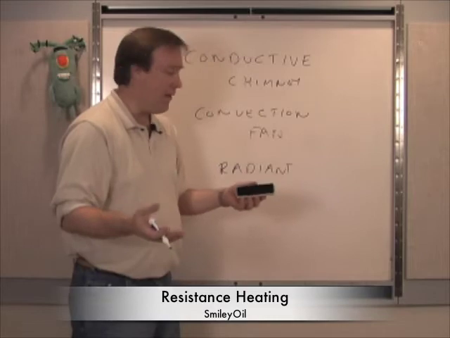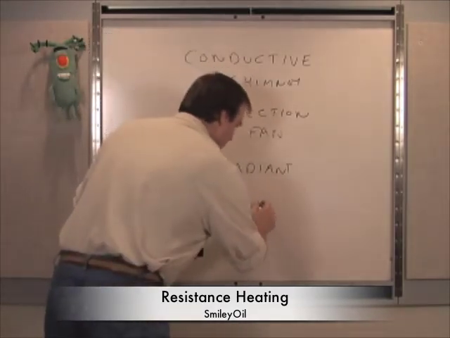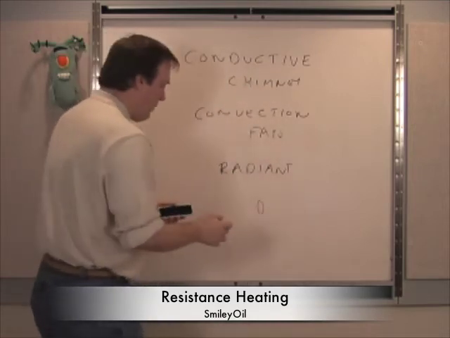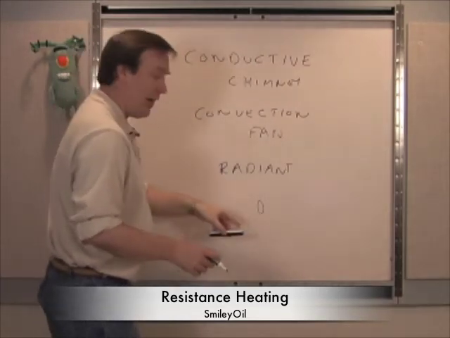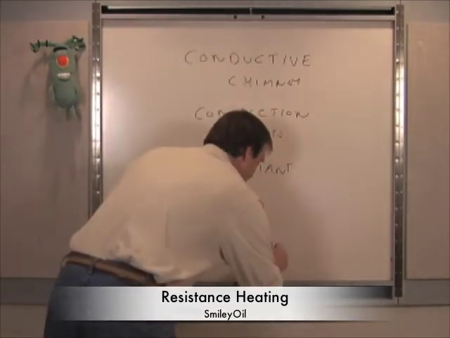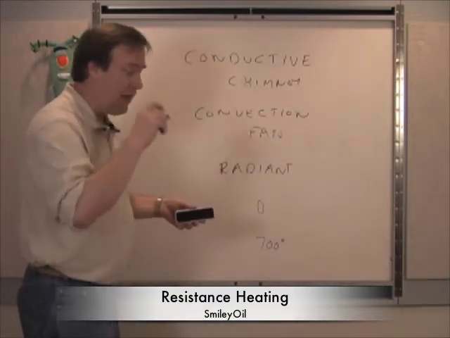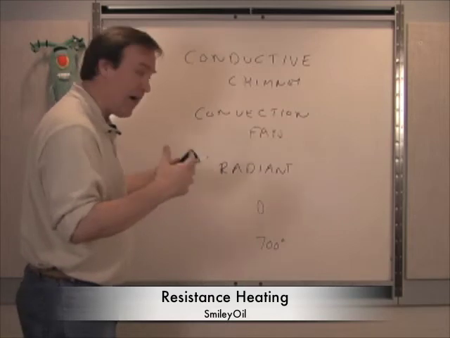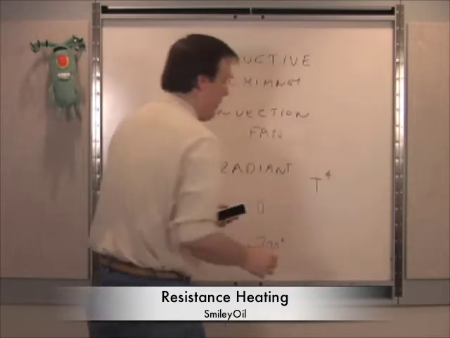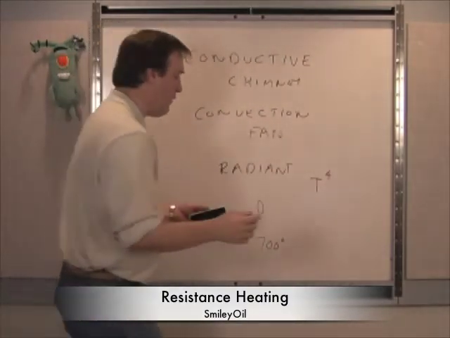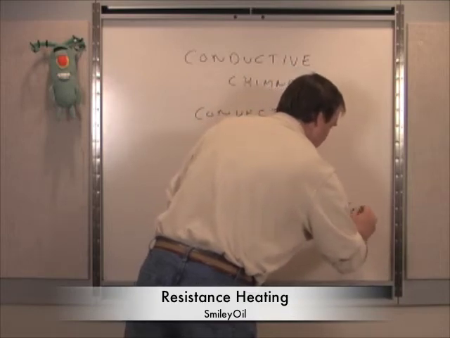a vacuum. And what happens here is the heating element is very small, often something like a ceramic, way smaller than this, way smaller than this, and it gets hot up to like 700 degrees. Way, way hot. Now radiant heat is governed by an equation which is called temperature to the fourth power. And that's a fancy way of saying temperature times temperature times temperature times temperature.